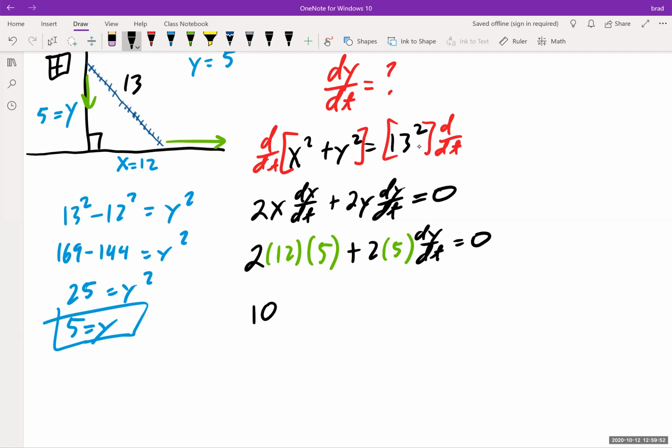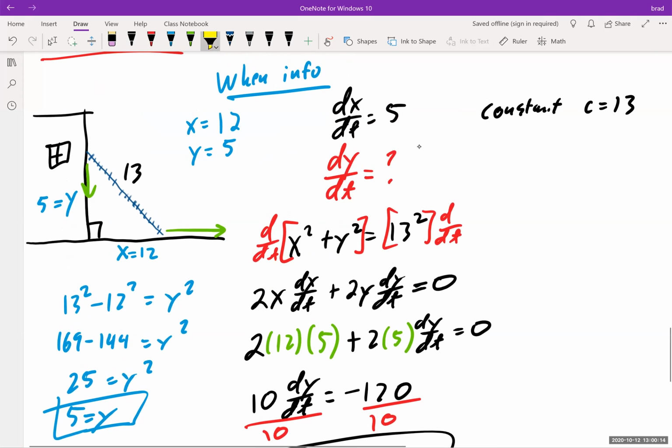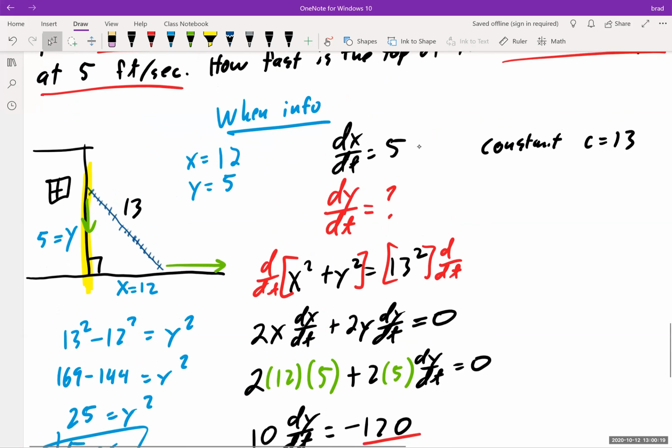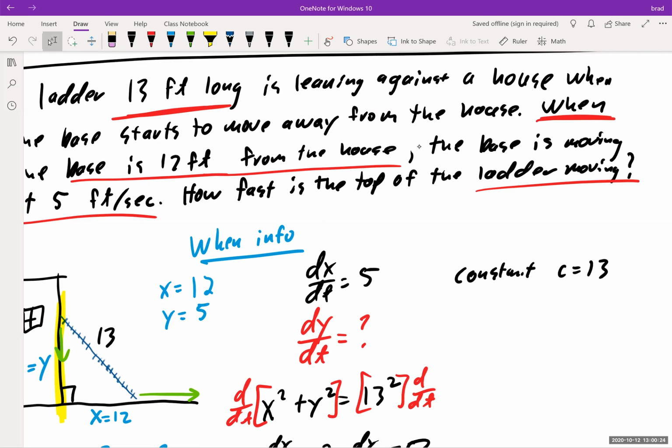So I'm going to subtract this over. This will become 10 dy/dt is equal to negative 120. Divide both sides, and we end up with dy/dt is equal to negative 12. Sound good? So that means that the top of the ladder is sliding down at negative 12 feet per second at the moment when the base of the ladder is 12 feet from the bottom of the house.